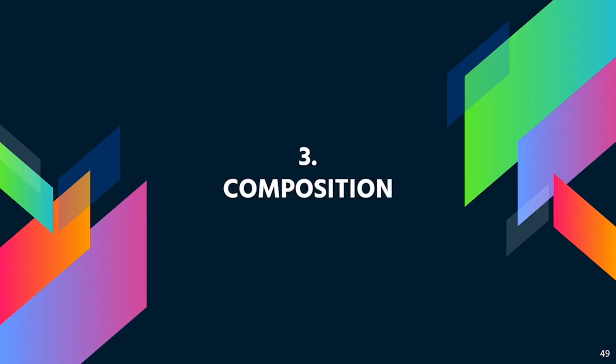Tip number 3. Composition. The composition is one of the most important rules in creating a perfect image for any purpose. You have to use these rules and tricks to draw a viewer's attention to particular objects, which are the most important in your project.